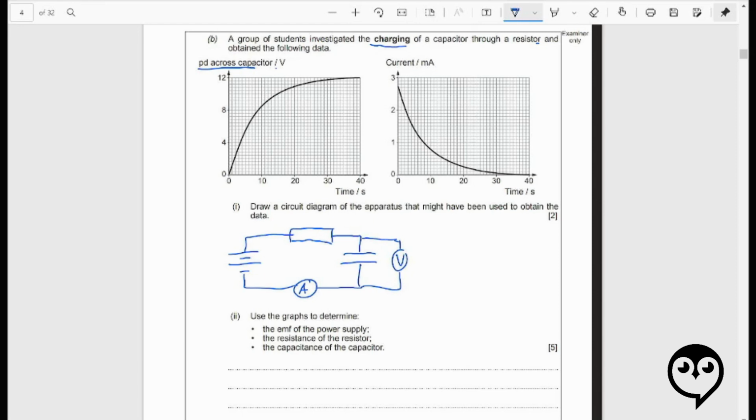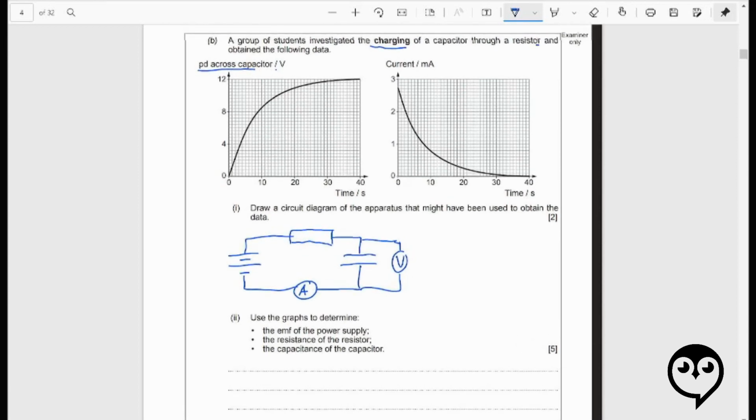Use the graphs to determine the EMF of the power supply, the resistance, and the capacitance of the capacitor. Well, the EMF of the power supply is going to max out at 12 volts, because that's the highest that it can get across the capacitor. When it's that high across the capacitor, it'll be equal to what it is for the cell, and there'll be zero potential difference across the resistor, because the PD is equal to I times R, and R is constant for the resistor, but the current will reach zero as the capacitor charges. As we see here, the current goes down to zero. So these PDs need to be equal, don't they?